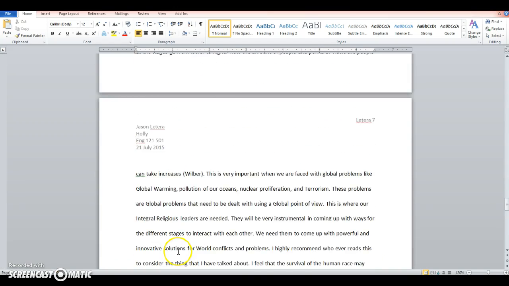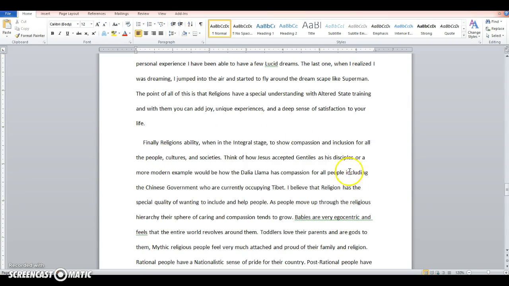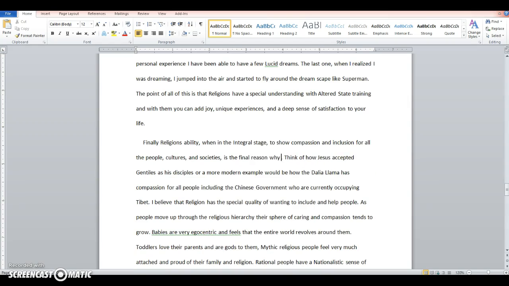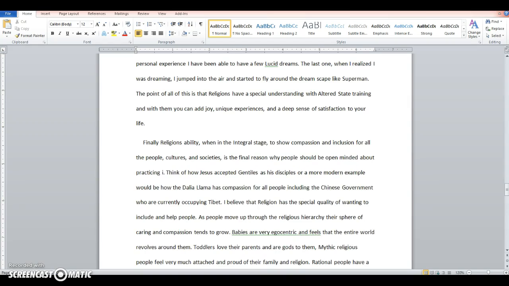And then similarly for your topic sentences, you would just want to take out these references to yourself. I want to talk about blah, blah, blah. I think blah, blah, blah. I believe, here again. So just take this out. Finally, religion's ability, when in the integral stage, to show compassion and inclusion for all people, cultures, and societies is the final reason why people should be open-minded about practicing it, if that is what you ended up with for your overall proposal.